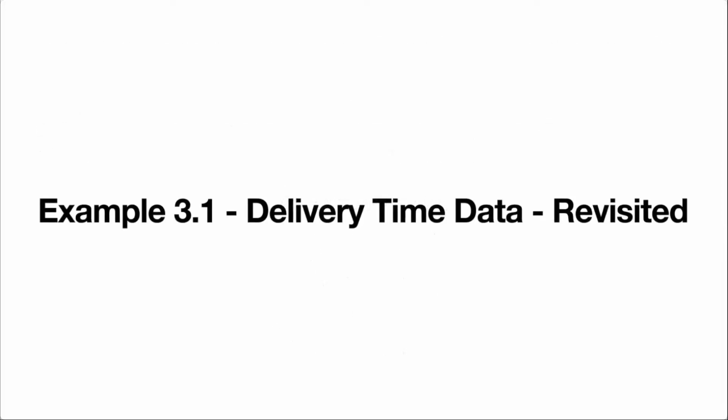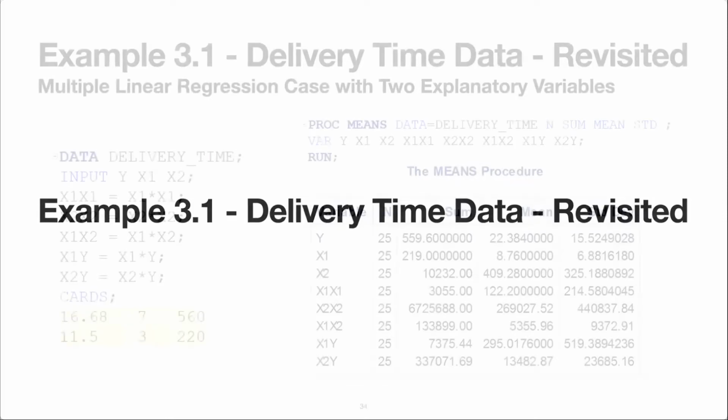And so to demonstrate those formulas, let's take another look at example 3.1, an analysis of the delivery time data, and in particular, fitting a multiple regression model with two explanatory variables. In this example, you'll remember that we were modeling the delivery time as a function of the number of cases to be delivered and the distance that the delivery person had to walk. So we had two explanatory variables, x1 and x2. The response variable is delivery time.